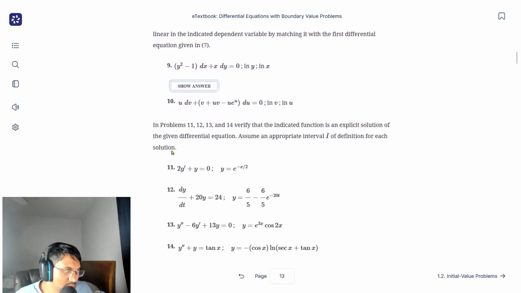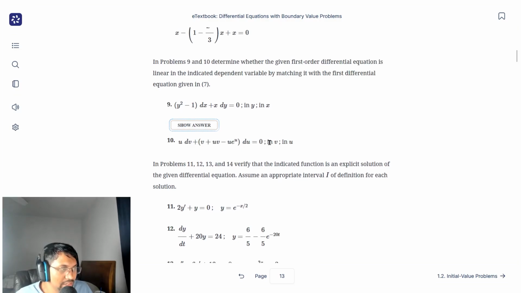And then same thing with problem 10, we see that we have u dv plus v plus uv minus u e to the u, du equals 0. And so if we analyze it in terms of v, we have the derivative of v times u, so that's fine. Then we have this kind of quadratic almost in terms of u and v. And then we see v here is fine. u is again being multiplied by v here, so that's fine. Then we have this just in terms of u times e to the u, the exponential function, and then du. So as far as in terms of v, this is perfectly fine.